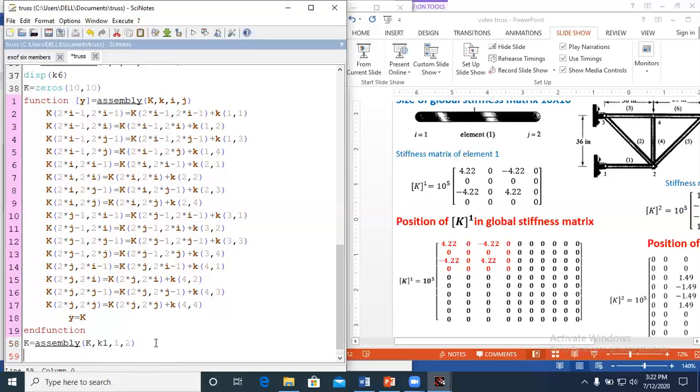Now I will show you. If you display this, I will display the K and I will execute the program.